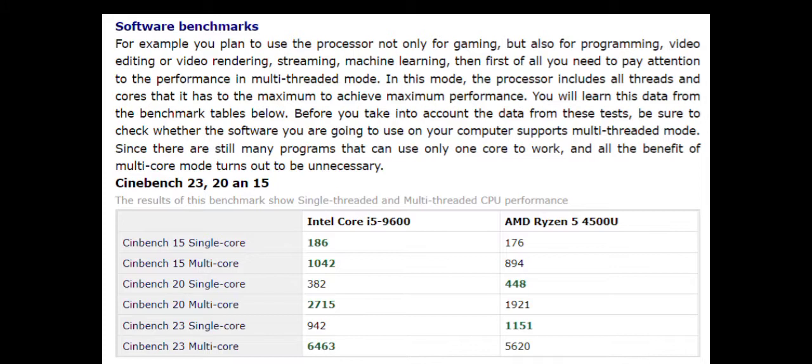So, comparing their software benchmarks, first is the Cinebench 15 single core. The Intel has greater points compared to the AMD, because it has 186 points compared to 176 for AMD. So Intel also takes the lead in Cinebench 15 multi-core compared to the Ryzen 5. But the Ryzen 5 has higher points in Cinebench 20 single core. But the Intel Core i5-9600 takes the lead again in Cinebench 20 multi-core, and 1151 points for AMD Ryzen 5 compared to the 942 of Core i5. And lastly, on the Cinebench 23 multi-core, the Core i5 takes the lead with 6463 compared to the 5620 of the AMD Ryzen 5.